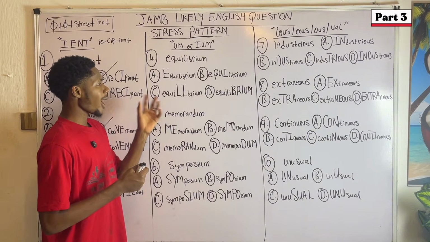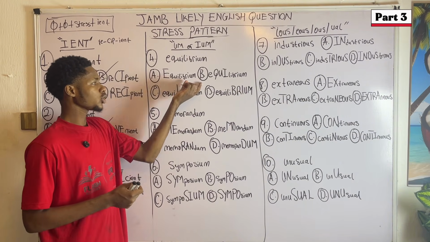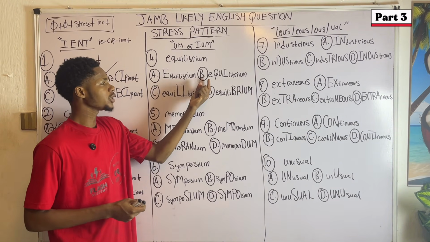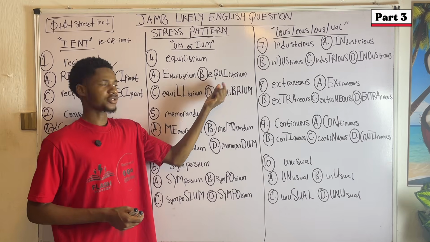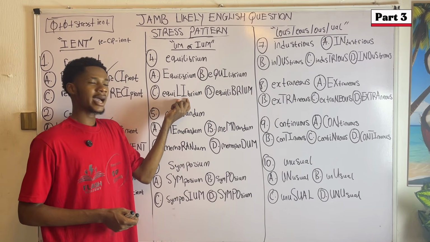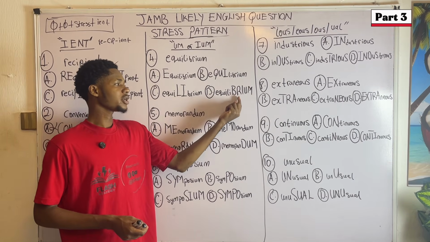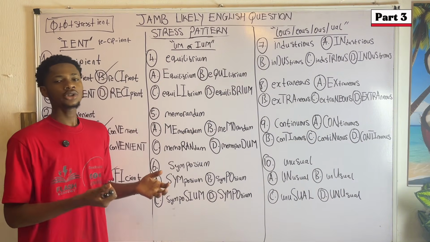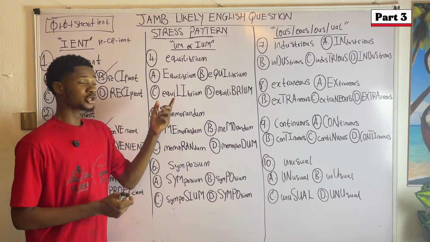Now we're having various options. We're having equilibrium, E stressed. Option B, equilibrium, QUI stressed. Option C, equilibrium, LI stressed. Option D, equilibrium, BRIUM stressed. What do you think will be the answer? Just like this guy, they actually follow the same rule.